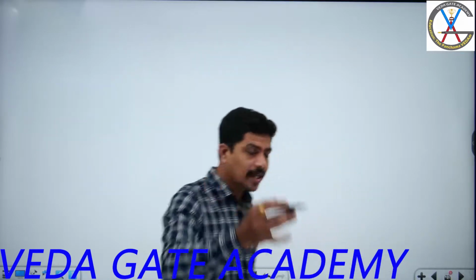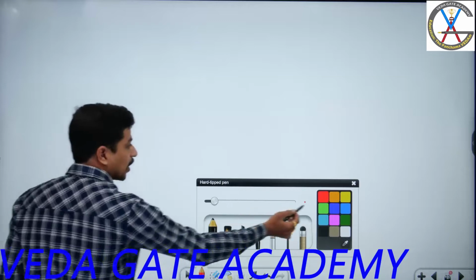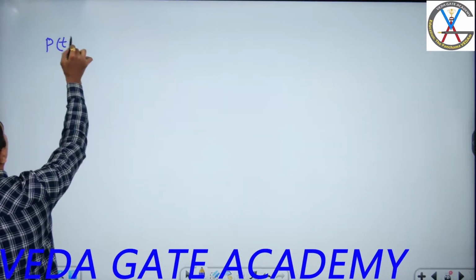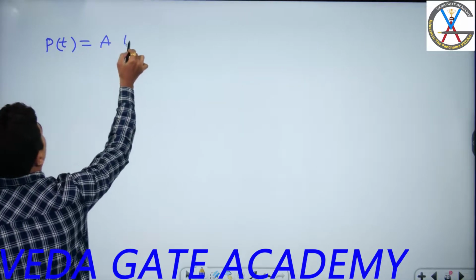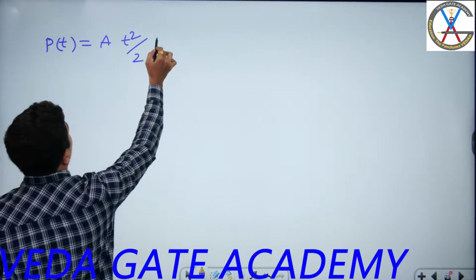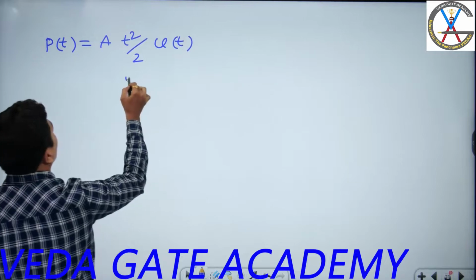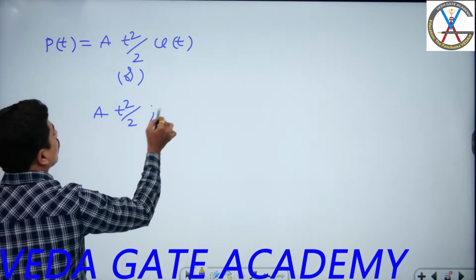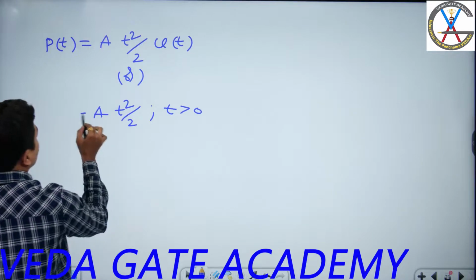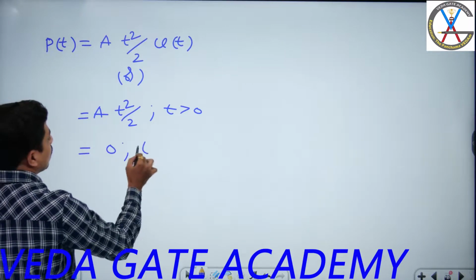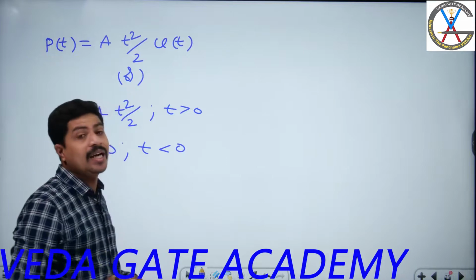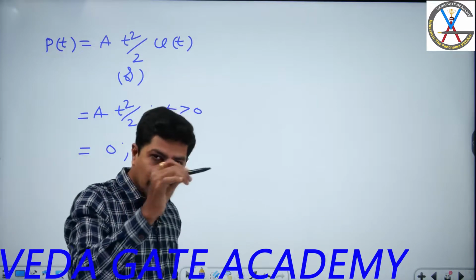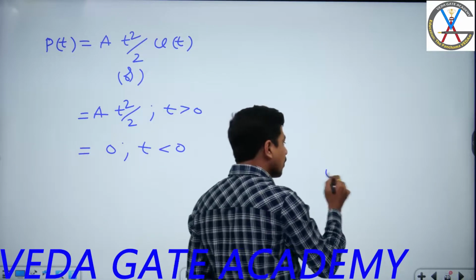Let me write it once again to avoid your confusion. p of t is equal to a into t square by 2 into u of t, or the same we can write as a into t square by 2 for t greater than 0, and equal to 0 for t less than 0. It is a standard parabolic signal. To make that standardization only, we take the division by 2.